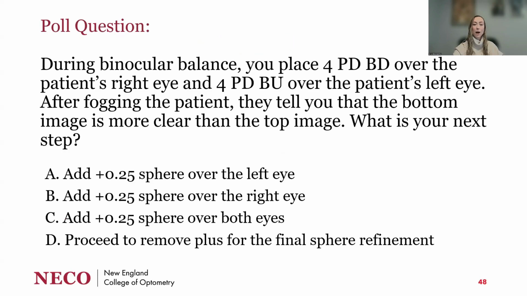We have another poll option here regarding binocular balance. During binocular balance, you place 4 prism diopters base down over the patient's right eye and 4 prism diopters base up over the patient's left eye. After fogging the patient, they tell you the bottom image is more clear than the top image. What is your next step?